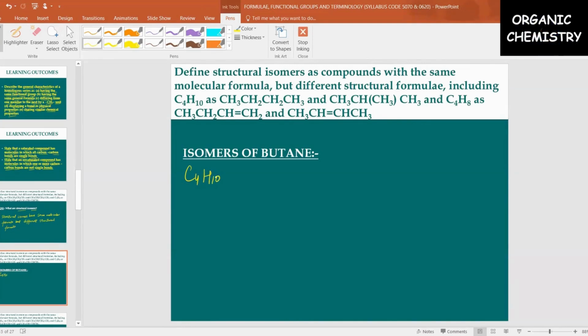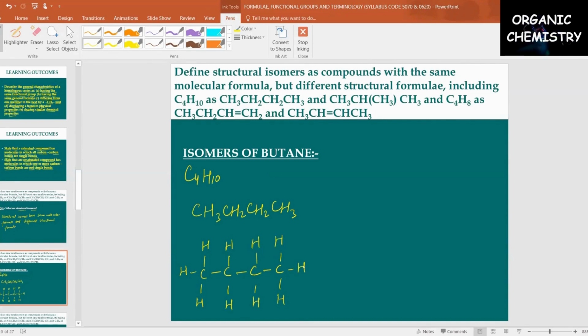C4H10. If you draw the structural isomers of this butane, one formula will be like this: CH3, CH2, CH2, CH3. And if you want to draw the displayed formula of this, it will be like this: 1, 2, 3, 4. Now I'm placing hydrogen atoms. The other isomer will be drawn in such a way that there must be branching in between. This is a straight chain.